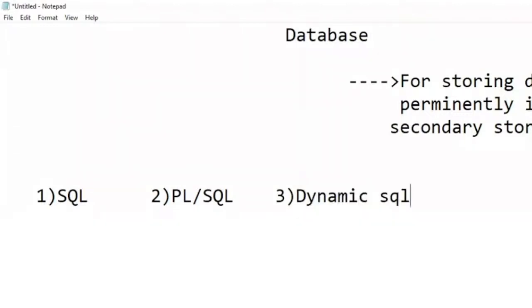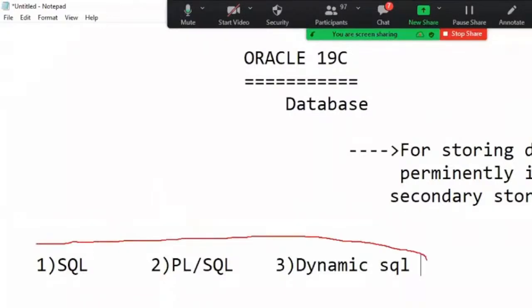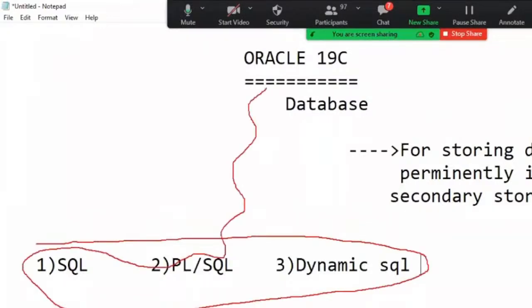Dynamic SQL is a small one only, because PLSQL we already have good knowledge, and a little bit of extension is there. Dynamic SQL language. These three languages, you have an idea. And now through these three languages, we are operating this software only, Oracle software.